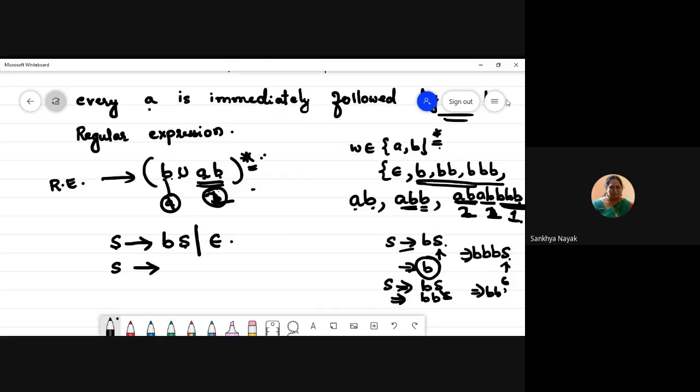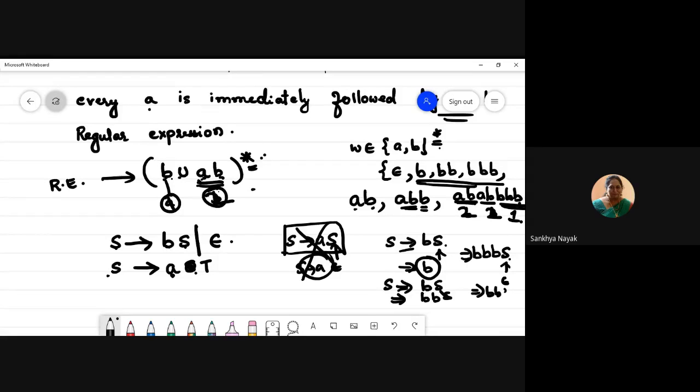But S also generates A. If A is there, it should be followed by at least one B. So, right? At least one B. So I can say AS. If at all S has derived AS, I'll tell you why. If I make it as AS, what happens is single A also will be accepted, right? If I do S derives AS, this S can be replaced by an epsilon, so I'll be deriving A, which is not allowed. So if I have A, I should have B.